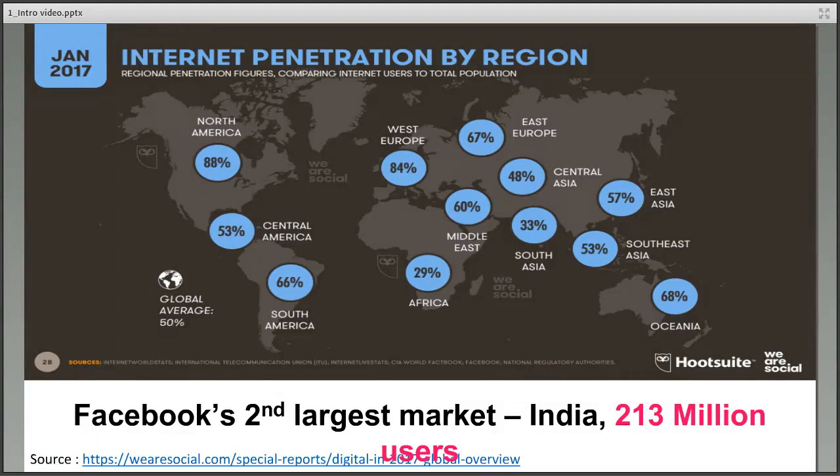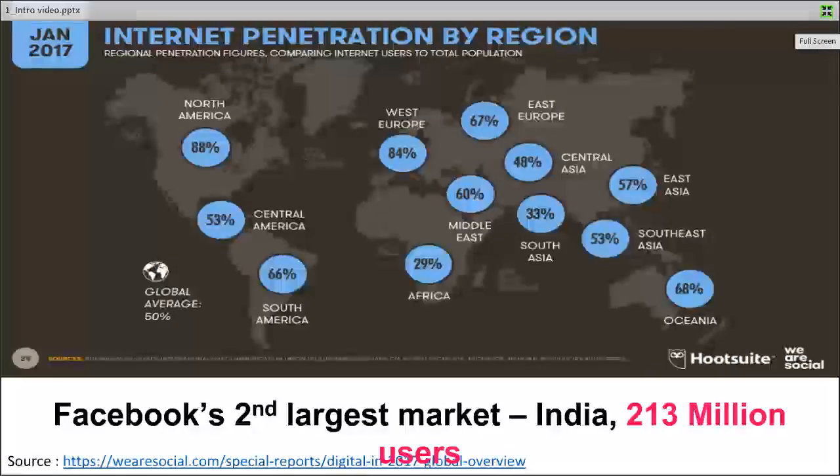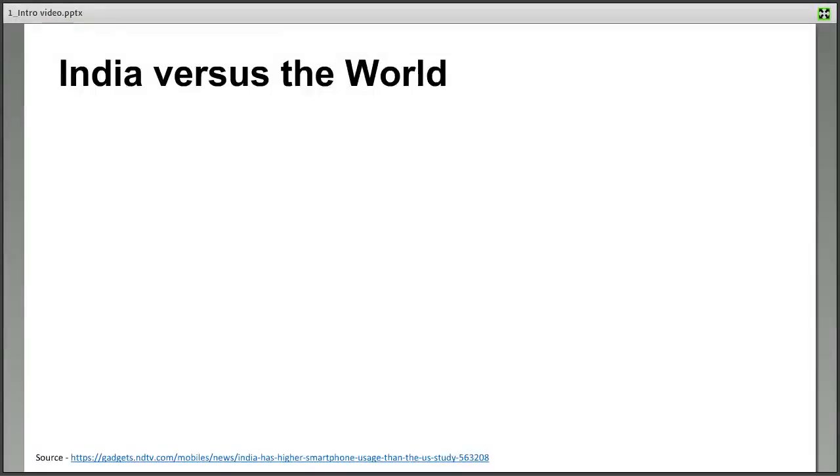Let us first start by understanding why or how the need for digital marketing has become so large, especially in India. When you have a look at this particular chart, you can look at the internet penetration by region. Even though South Asia seems to have a low to medium penetration of 33%, India has a very high penetration. Facebook's second largest market today is India, with 213 million users in India who use Facebook regularly, therefore making India the second largest market for Facebook.